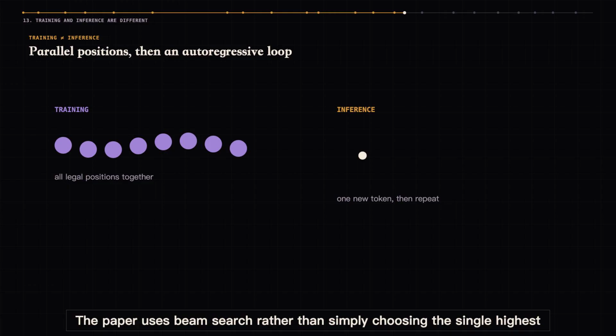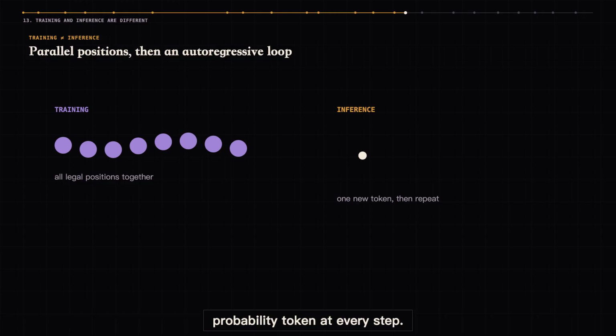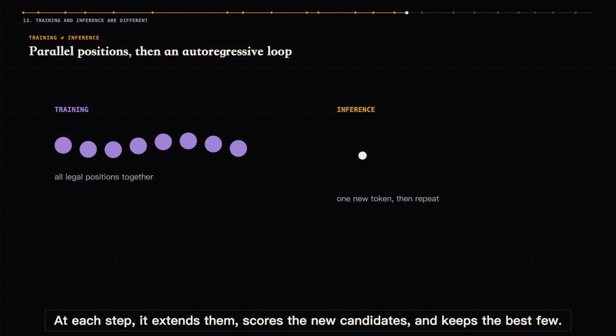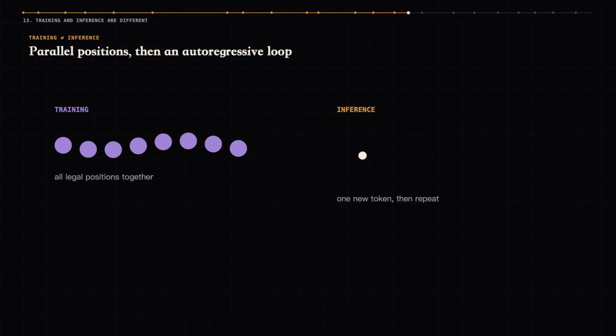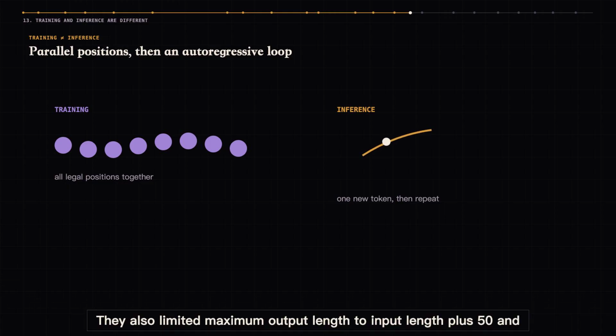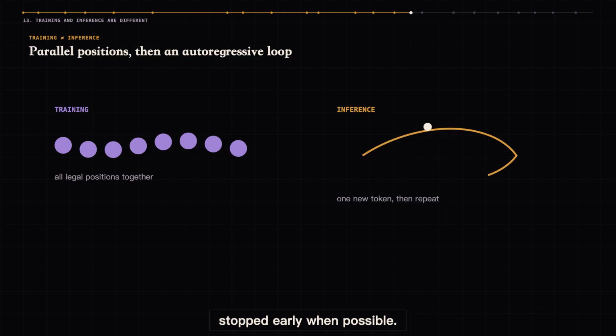The paper uses beam search rather than simply choosing the single highest probability token at every step. Beam search keeps several promising partial translations. At each step, it extends them, scores the new candidates, and keeps the best few. For the reported translation results, the authors used a beam size of 4 and a length penalty with alpha equal to 0.6. They also limited maximum output length to input length plus 50 and stopped early when possible.